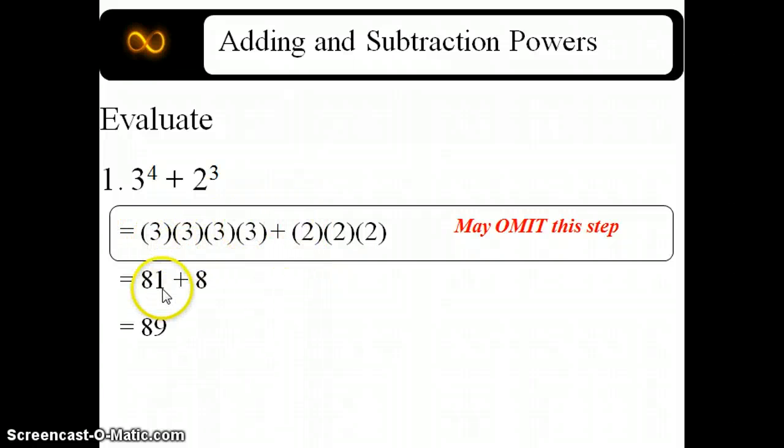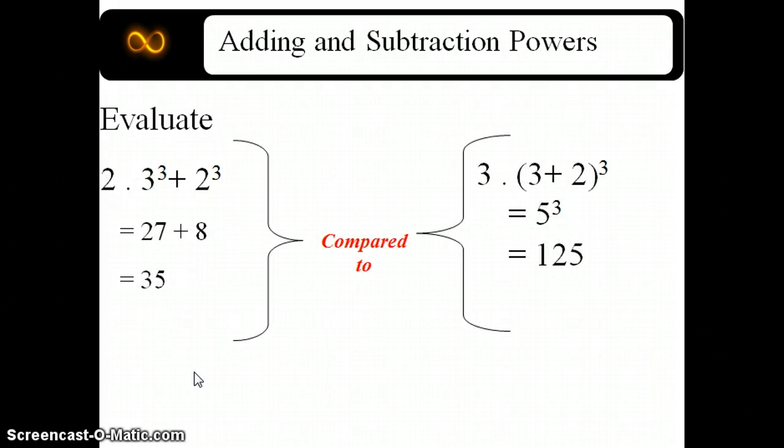3 to the power of 4 is 81. 2 to the power of 3 is 8. And when we add them together, we get 89. Once again, there are no rules for adding and subtracting of powers. So, another couple examples.